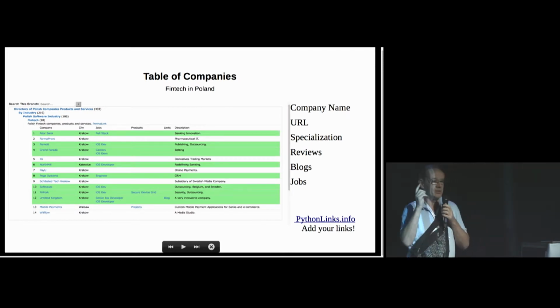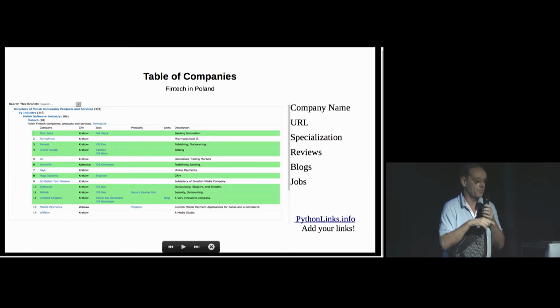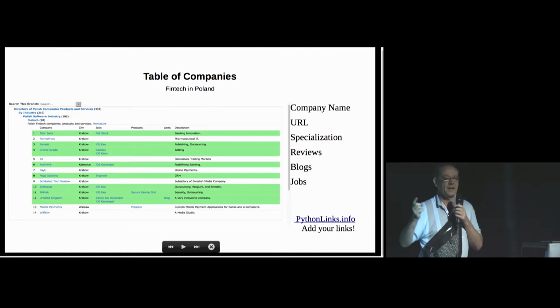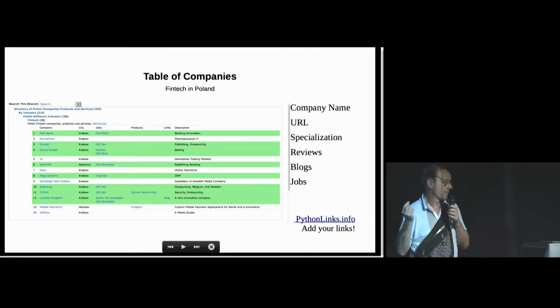So here's a table of the companies. Actually, this is FinTech in Poland with the cities. On the left-hand side, you have the company name, a link to the company. On the right-hand side, what it specializes in, and all kinds of additional information in there.